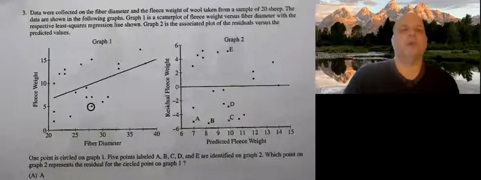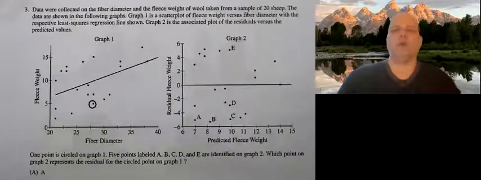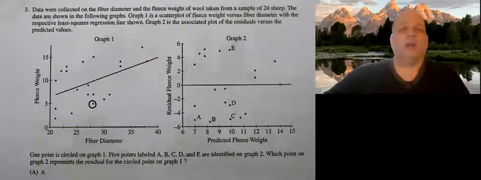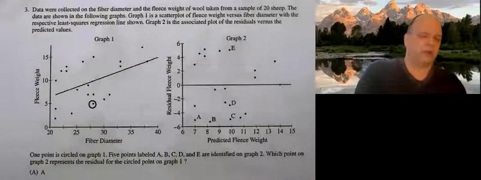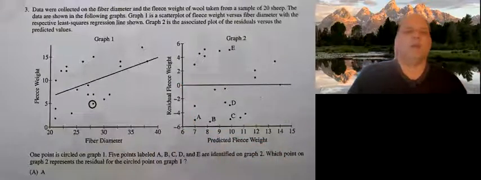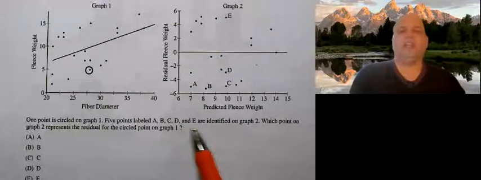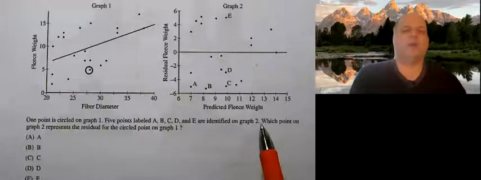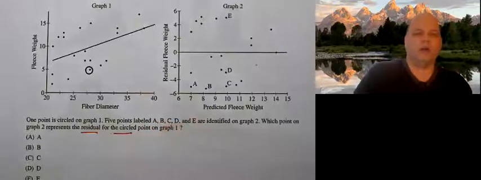Number 3, data were collected on the fiber diameter and the fleece weight of wool taken from a sample of 20 sheep. The data is shown in the following graphs. Graph 1 is a scatter plot of fleece weight versus fiber diameter with the respective least squares regression line. Graph 2 is the associated plot of the residual. So here's our residual plot, and here's our linear regression plot. 1 point is circled on the graph. 5 points labeled A, B, C, D, and E are identified on graph 2. Which point on graph 2 represents the residual for the circled point on graph 1?